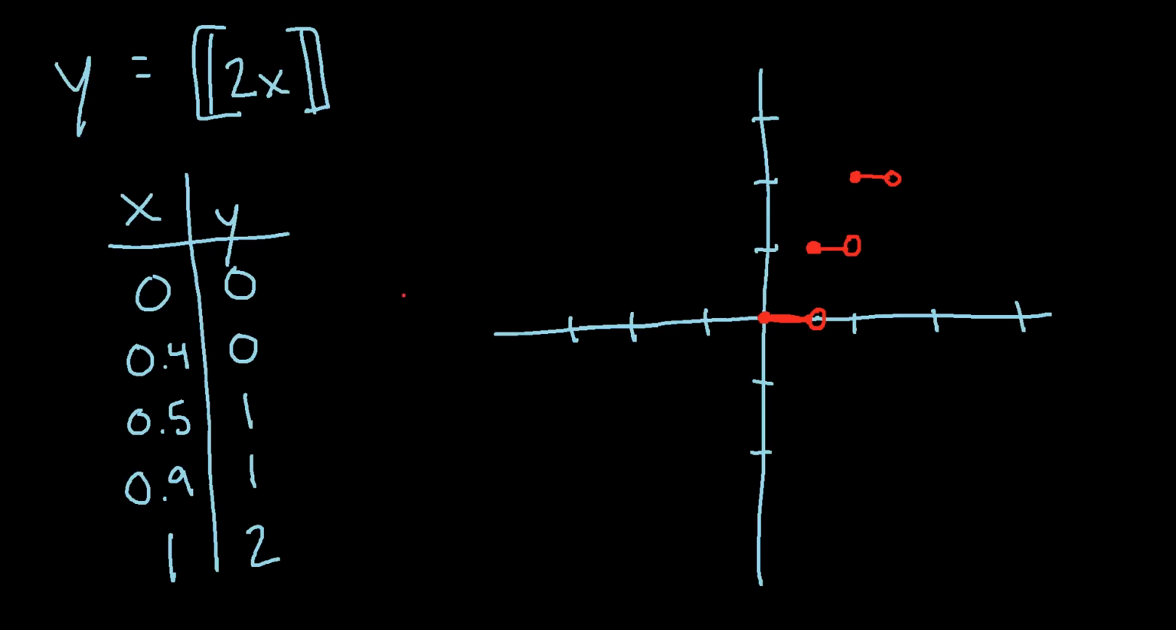So these were just a few examples of how to graph different types of step functions. And no matter what type of function you're given, you can always create an x, y table of values like this to help you get an idea of how to actually graph the function.